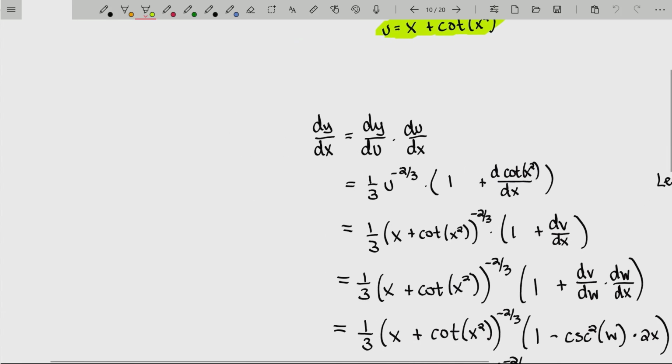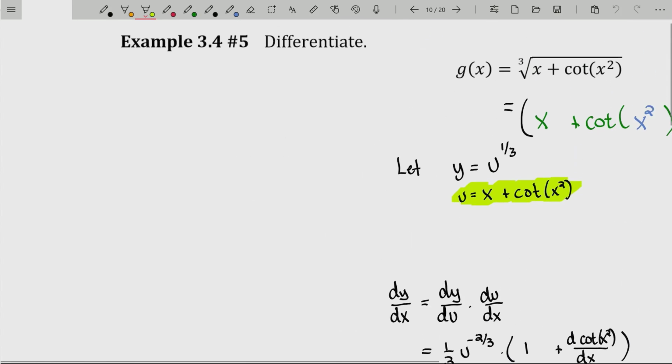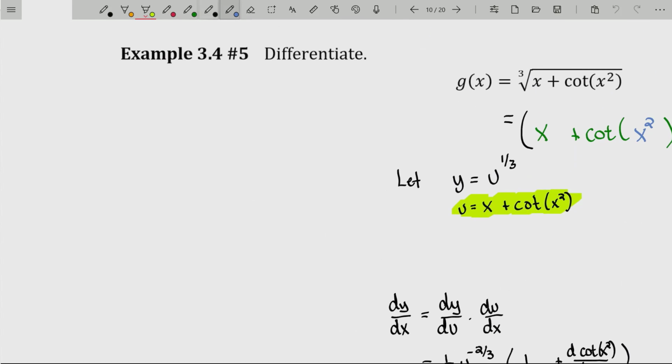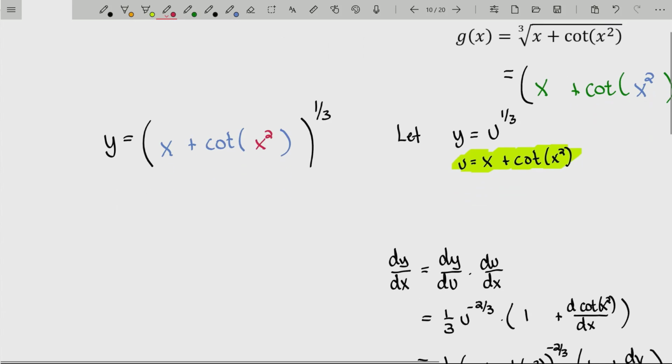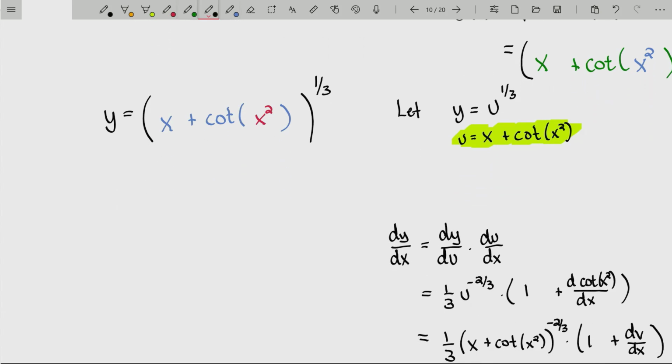Well, let's see. I'm going to rewrite the functions always. That's what I always do, is rewrite the function. So I'm going to write it over here as y equals. I'll just use black as the outer layer, so something to the 1/3 power. And then blue for the inner, x plus cotangent. And then I notice there's actually an inside of this function, x squared. All right. So let's start taking derivatives.